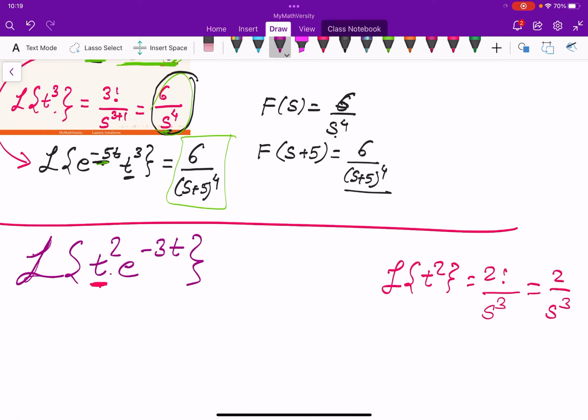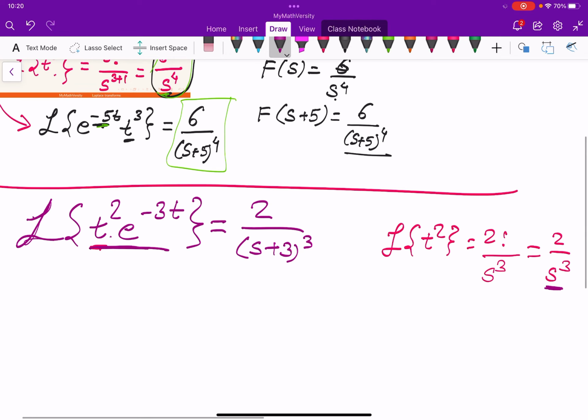If that is the case, the Laplace transform of this given function is obtained by translating this by negative 3 units, which means 2 over, replace s by s minus negative 3, so s plus 3, to the power 3. Or let's say our goal is to figure out the Laplace transform of t to the power 4 e to the power 5t.